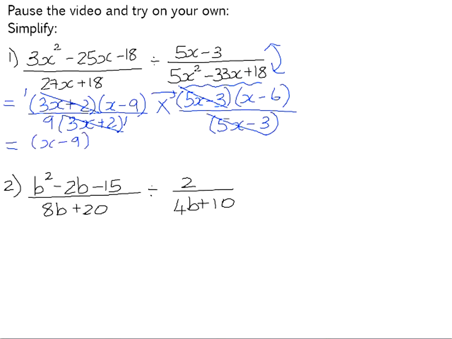In the numerator we have x minus 9 and x minus 6. And in the denominator we are just left with 9. It's not necessary to multiply out in the numerator. You may leave your answer in factorized form.